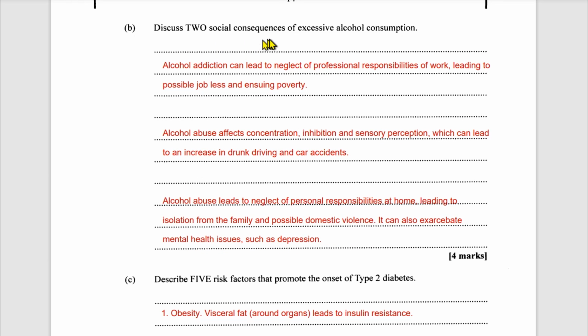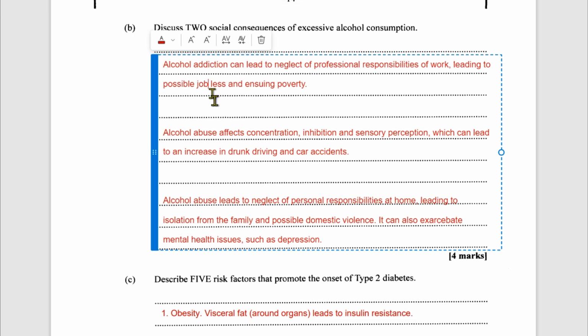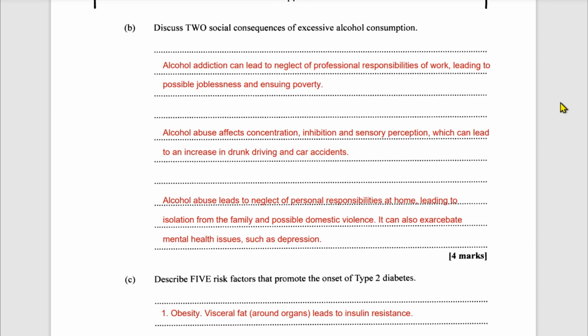Discuss 2 social consequences of excessive alcohol consumption. I have 3 here, but you could have much more. Alcohol addiction can lead to neglect of personal responsibilities of work, leading to possible joblessness and ensuing poverty. Well, basically, you could lose your job if you drink too much, and then you won't make any money. And then all kind of other things happen.